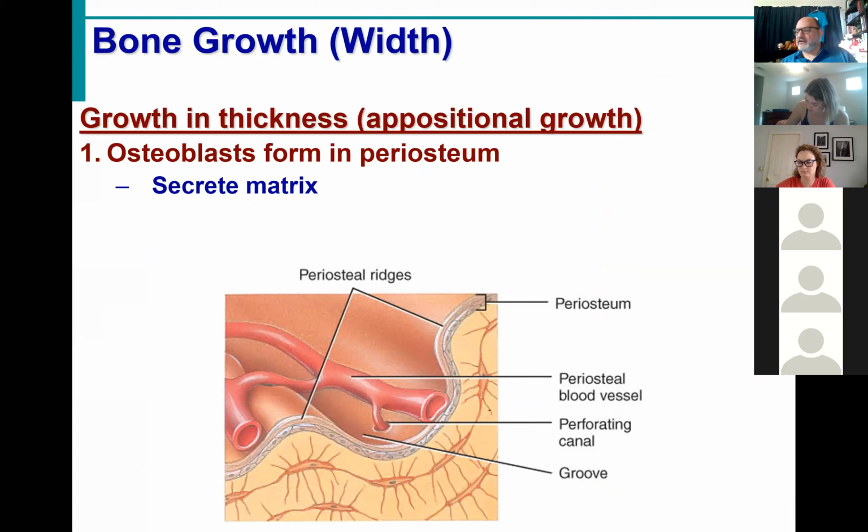We'll take our first break here. It's 8:55, so let's come back at 9:10. And at 9:10, we will pick up by talking about how to grow the bone in width.